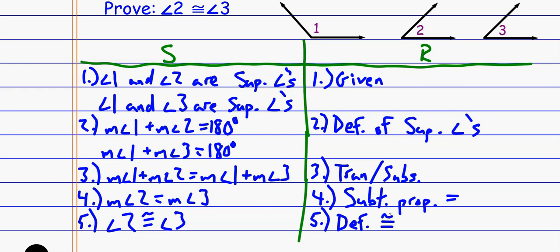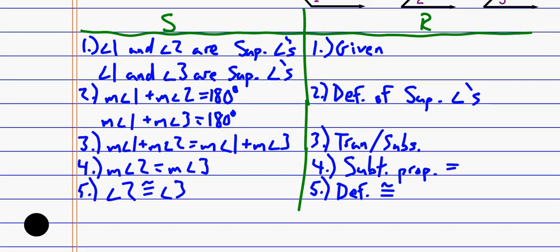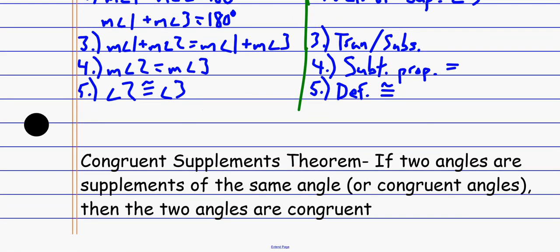Okay. Once I've done this, I never have to do it again. If I ever run into this situation where I see that two angles are supplements of the same thing, I can immediately say, hey, these two angles are congruent because I know that. That's a theorem I know. All right. And again, if you don't remember, it's the congruent supplements theorem. That's okay. Again, the name is arbitrary. Just describe it.